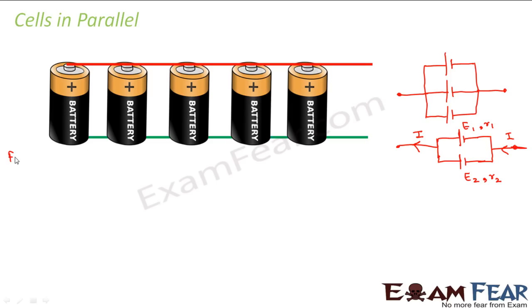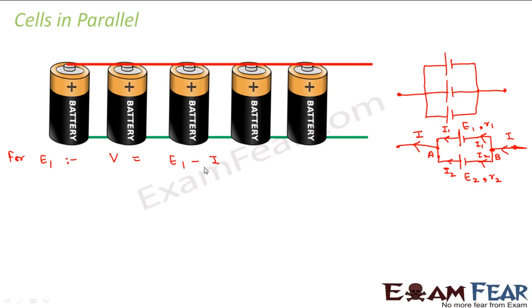So now, let us write down the expressions as we wrote in the previous slide. For the first cell with EMF E1, the potential difference between these 2 points, let us call this point A and this point B, will be equal to E1 minus IR1. Now this current I is coming in, but when it reaches this point, it gets divided into two parts, right? This is I1 and this is I2. So I1 flows through E1 and I2 flows through E2. So here different currents flow through different cells.